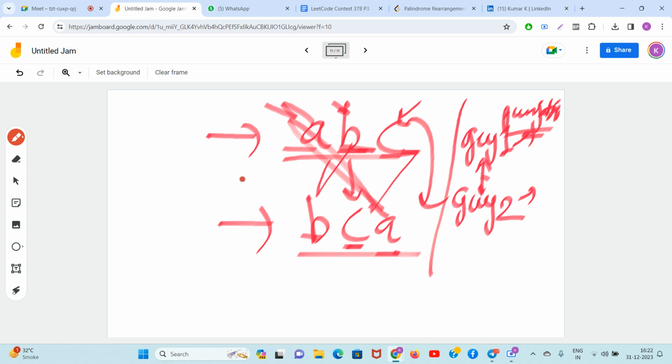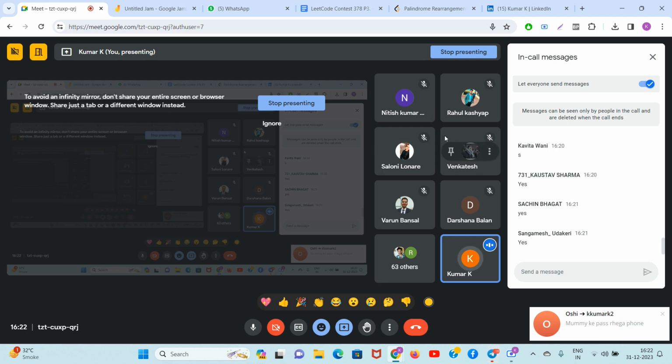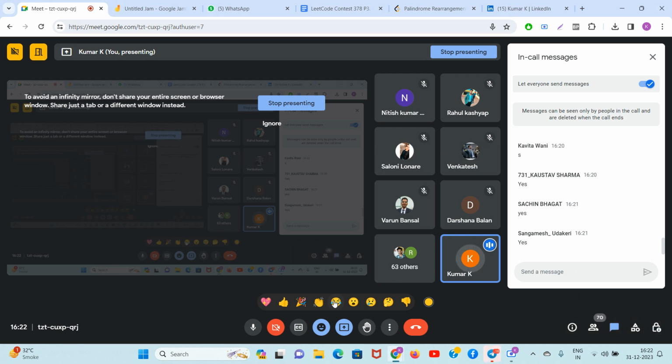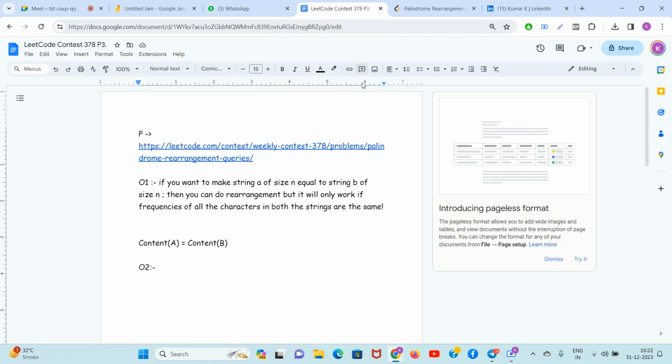Got it, guys? Is this basic thing clear to you that string A can be converted to string B only if the internal content is same by rearrangement? Clear, guys? Good. Awesome. Great job. Okay. So content of A equal to content of B. This much you understood, and that's really great.